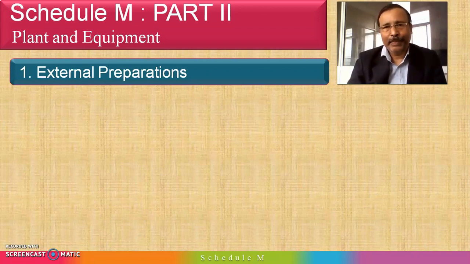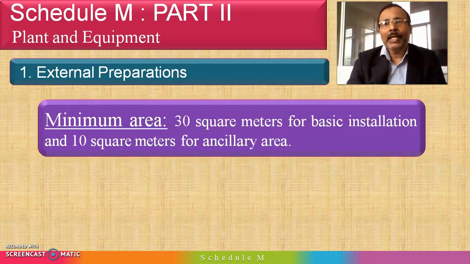an external preparation. Now check out the minimum area requirement for the plant for the manufacturing of external preparation dosage form. It requires 30 square meters for a basic installation and 10 square meters for ancillary area. Ancillary area means supporting area to the primary area, that is, the basic installation. So ancillary area means supporting area.